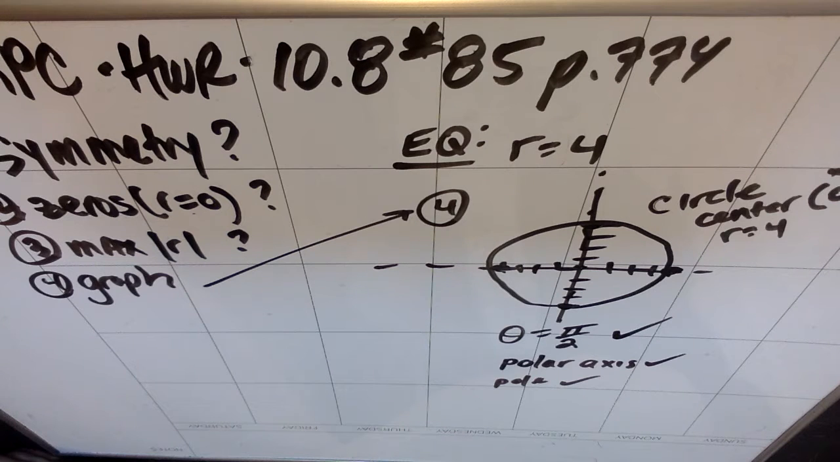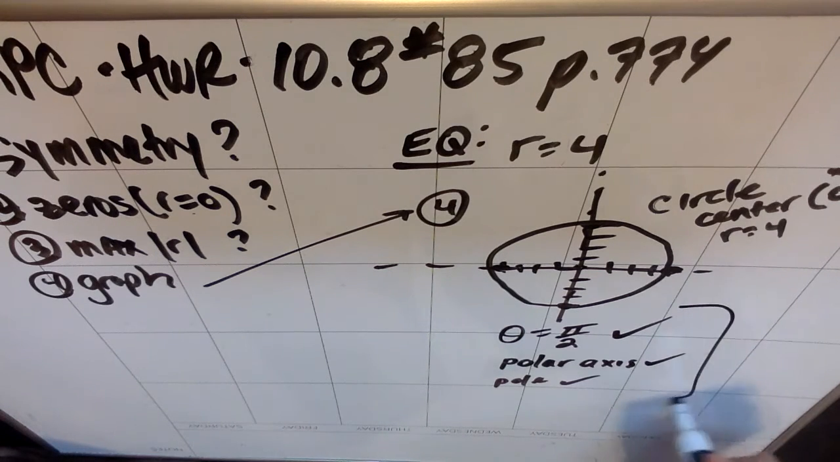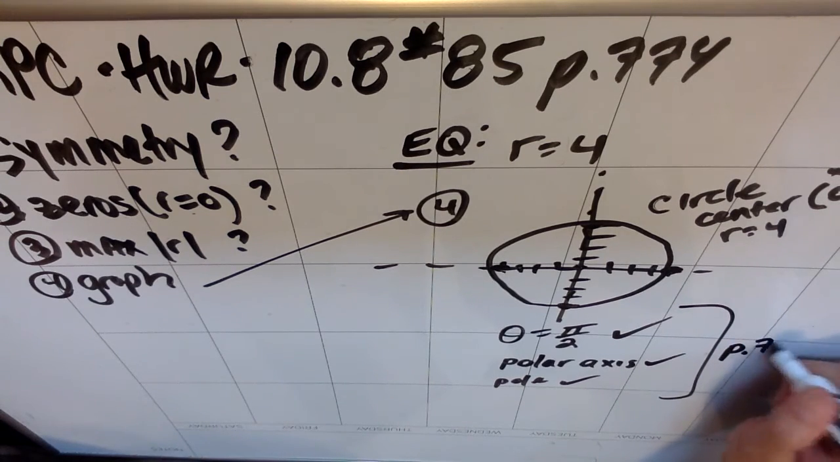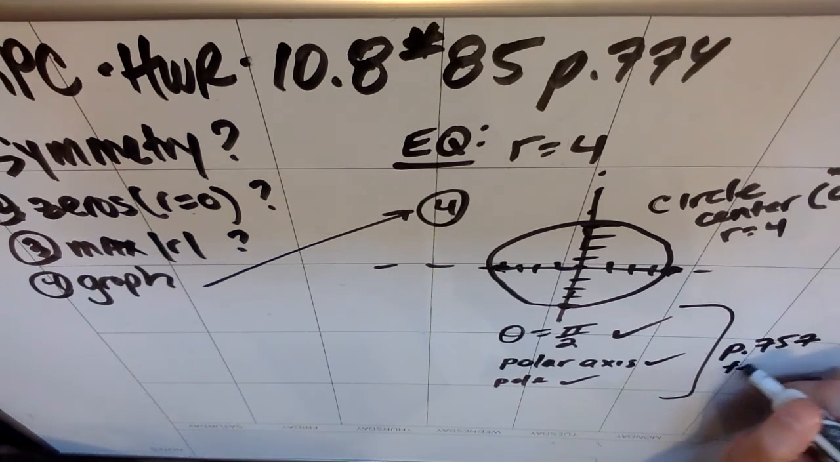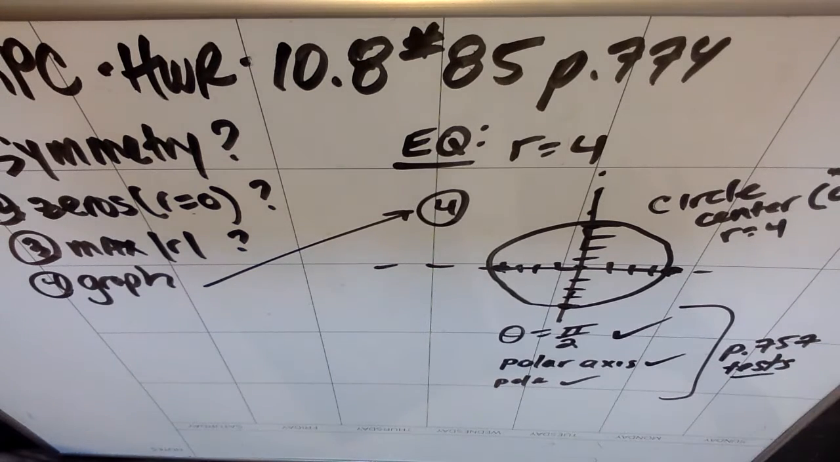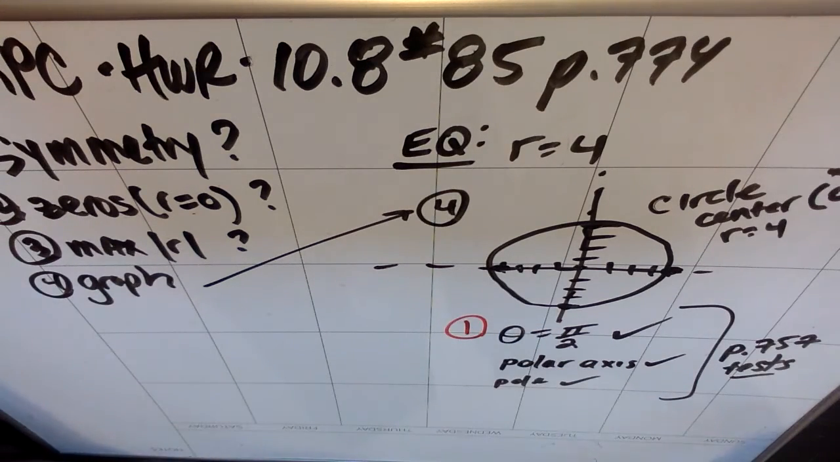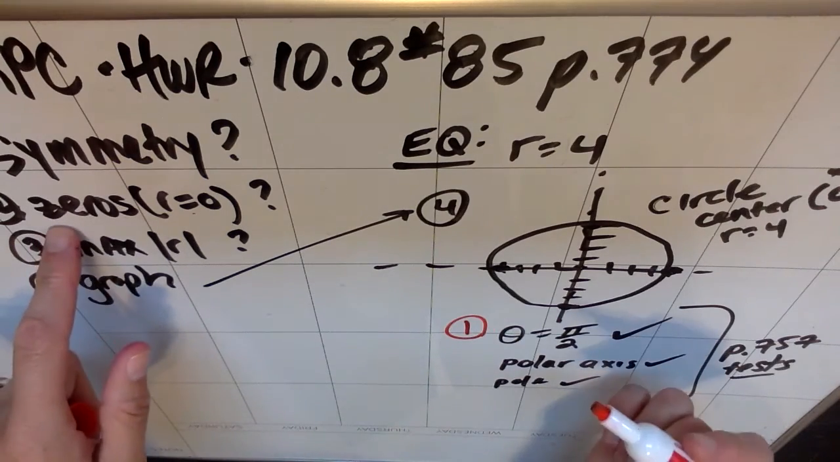And if you look on page 757, they give you tests for symmetry, right? But here, they're not really applicable. It's not that you couldn't try and do them. It would just make your life way, way harder than to recognize that's a circle. It's symmetric. Let's also talk about the zeros. So my answer to part 1, what's the symmetry? All of them, right? Then my question is, when is r 0?